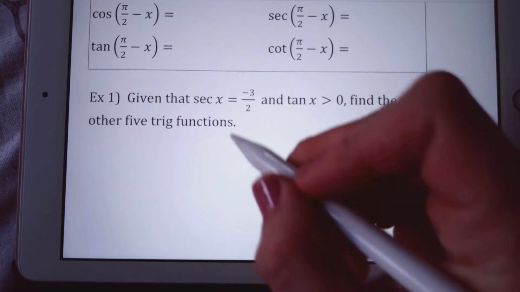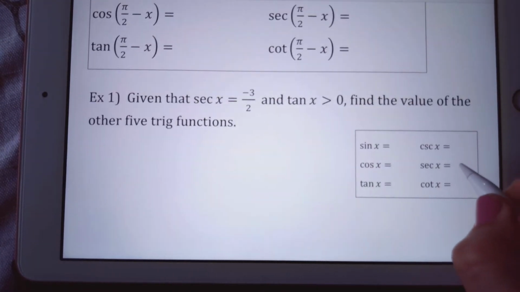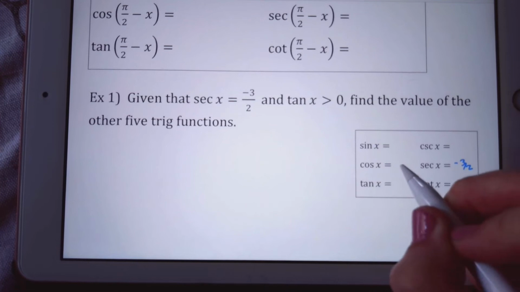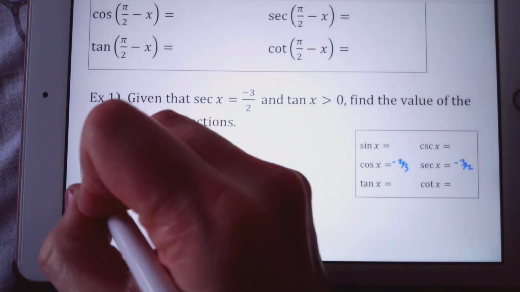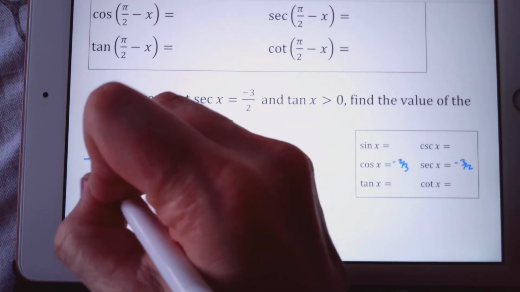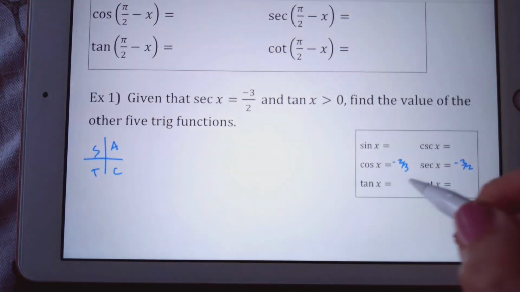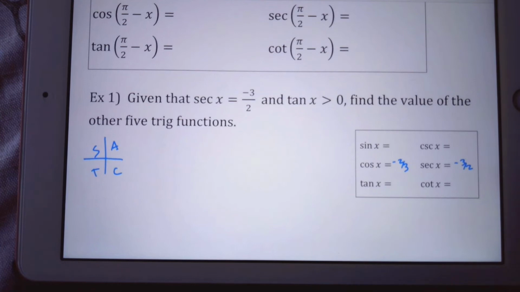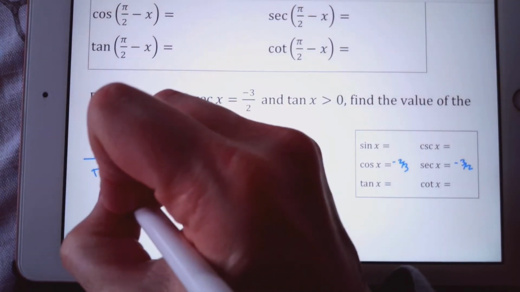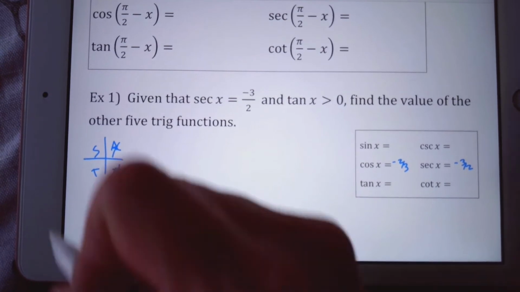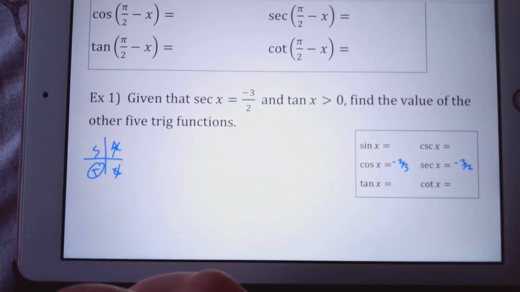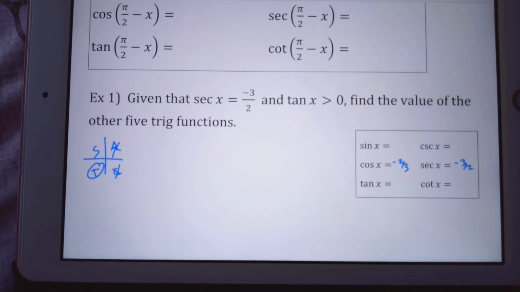But anyway. All right, so the secant is -3/2. So that means that the cosine is -2/3, the reciprocal. Let's figure out where we are. The secant goes with the cosine, the reciprocal, and so the cosine is negative. So already I know I'm not here or here. And then it says the tangent's greater than 0. Well, that must mean that I am here, because tangent is positive.